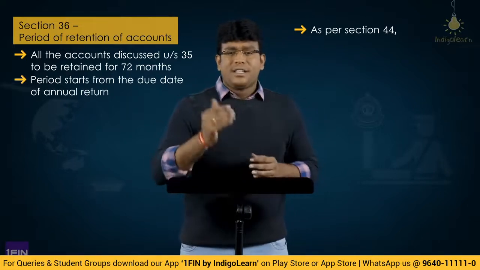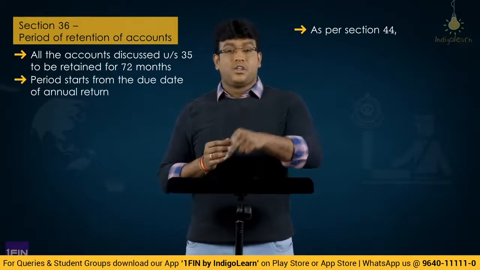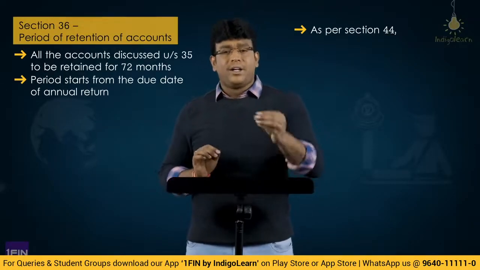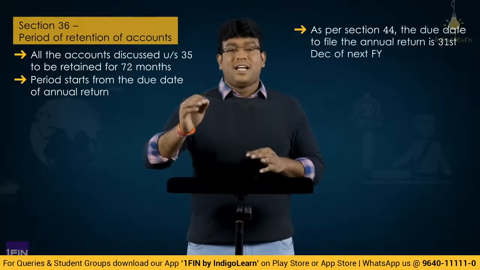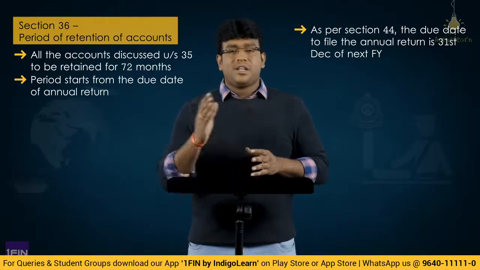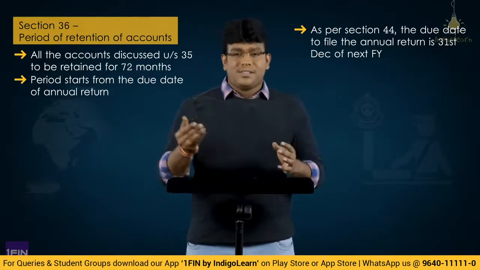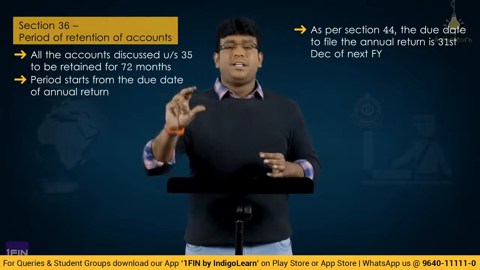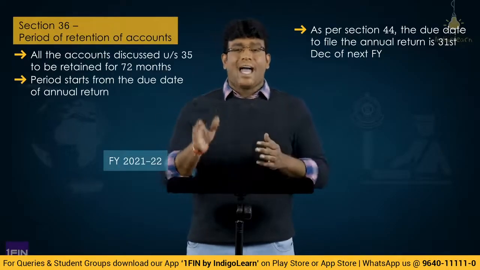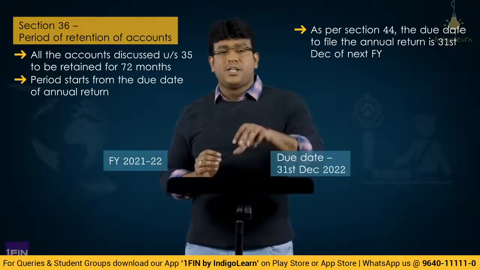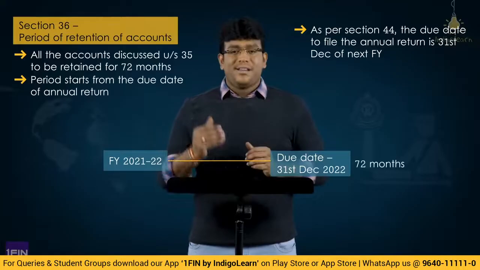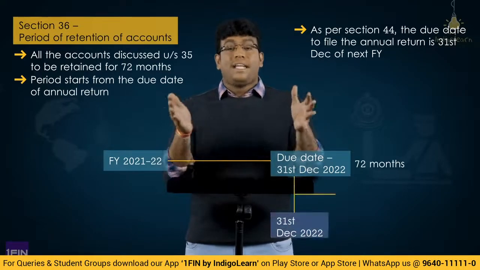In general, guys, what is the due date of filing annual return? As per section 44, which talks about annual return, the due date to file annual return is 31st December of the next financial year. So in simple terms, 31st December of the year following the end of the year. If you look at financial year 21-22, the due date to file annual return is 31st December 2022. From there, 72 months means something like 6 years. That is 31st December 2028.